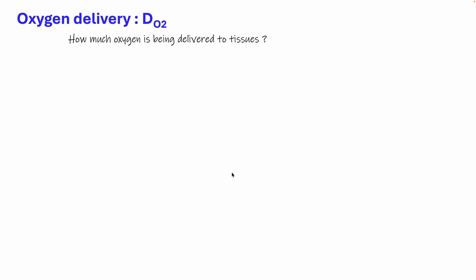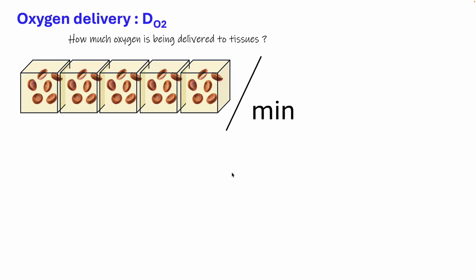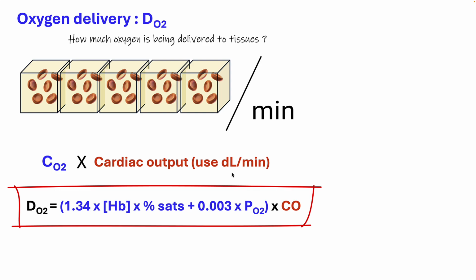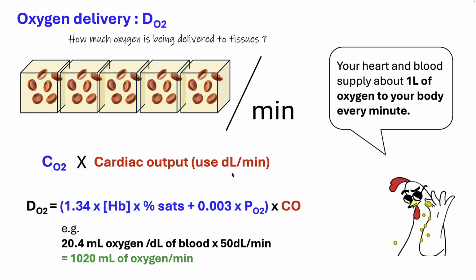Okay, oxygen delivery, on the other hand, is the amount of oxygen being delivered to the tissues. So it depends upon how much is the content of the blood and how much of the blood flow is through that tissue, and that is nothing but cardiac output. And to keep the units the same, we'll use deciliters per minute for the cardiac output instead of liters per minute. Amount of oxygen delivered to the tissues will be your oxygen content multiplied by the cardiac output. And in a normal person with a cardiac output of 5 liters per minute or 50 deciliters per minute, it is around 1000 ml of oxygen.